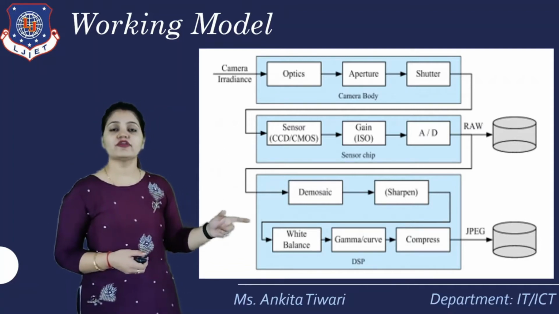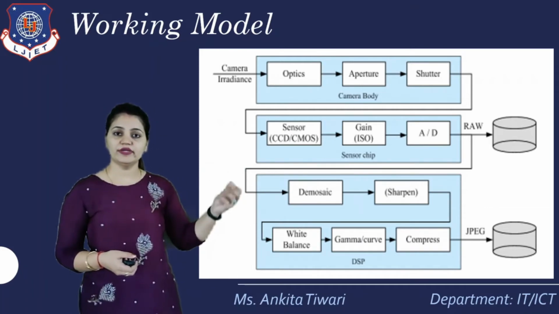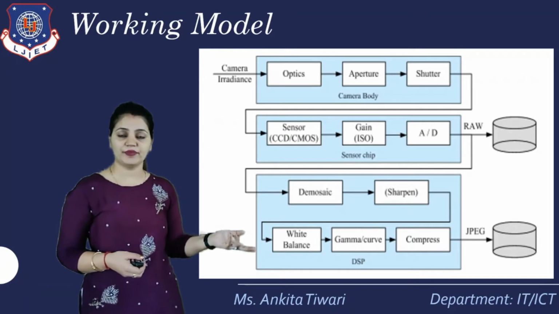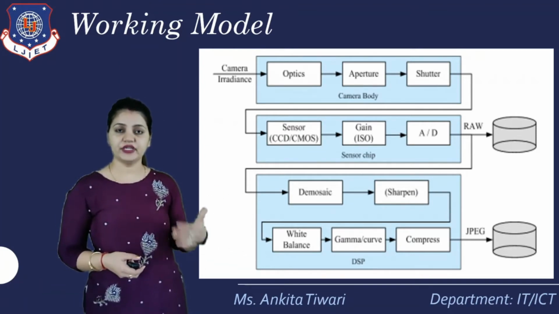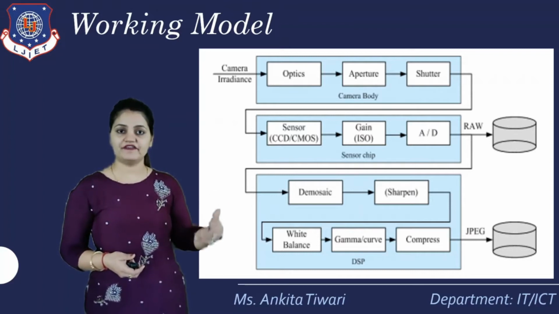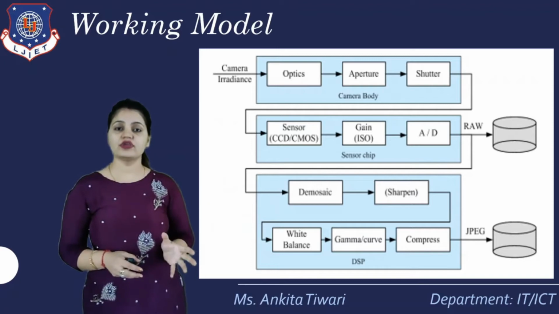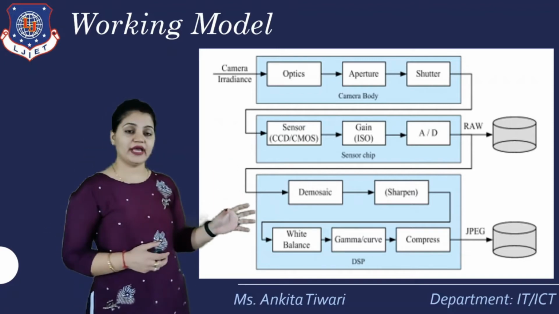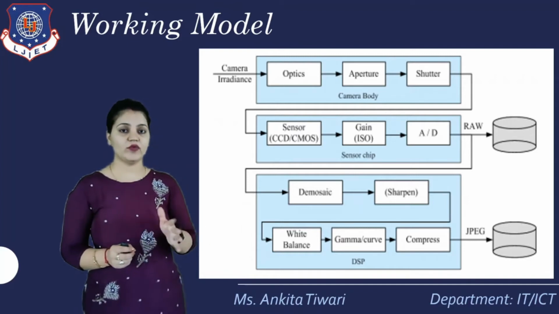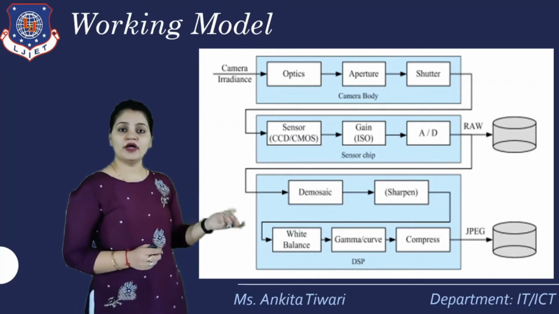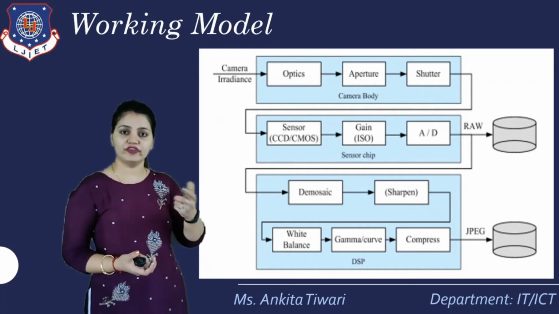That raw data also goes to the demosaicing stage, where the values are processed, and from there the sharpening is done. Here also modules are defined, and we will cover them in detail. With respect to that, it will go to the white balancing of the image. White balancing means the image should be balanced with respect to black and white. From there come the gamma curves, and the display, the thing that we want to display.